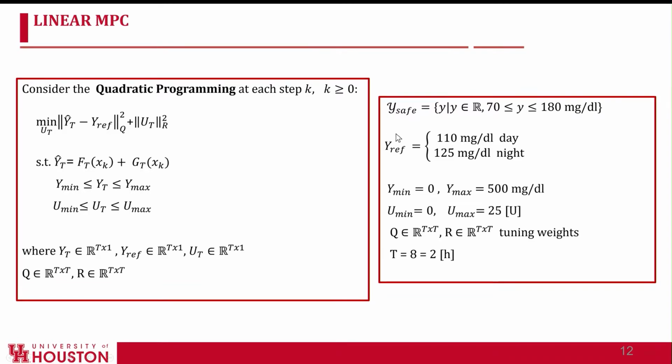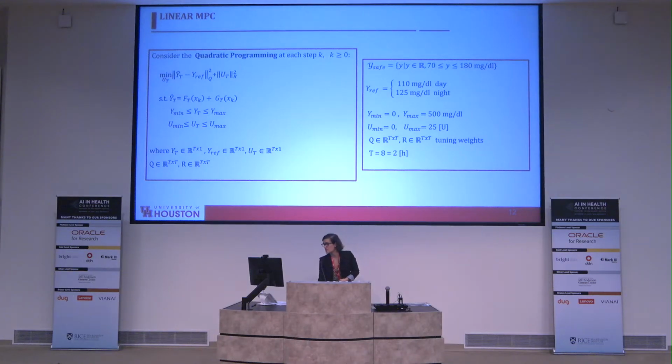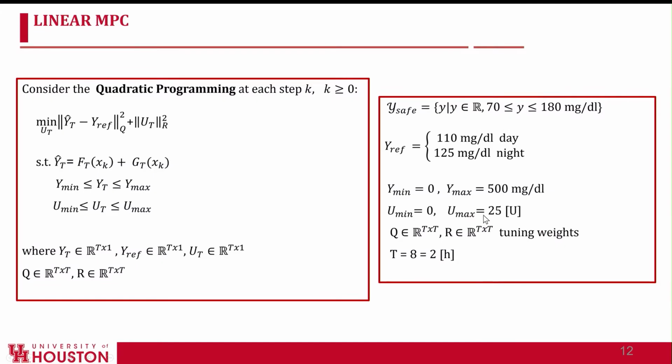Okay. Since we want to have glucose between 70 and 180 milligrams per deciliter as a safe range, we use a reference that is 110 during the day and a little bit more conservative during the night, okay? A piecewise function, 125 during the night. We tolerate glucose to be between 0 and 500 milligrams per deciliter, and we can inject at the most an insulin dose of 25 units. Prediction horizon up to 2 hours ahead in the future. Q and R are tuning parameters that we can decide how to tune.